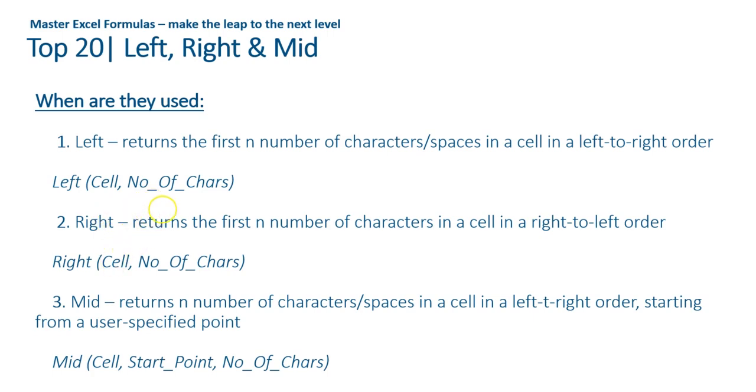The RIGHT formula is the opposite of the LEFT formula. It starts from the right and goes to the left, and again the structure is pretty similar. You need to have the cell and then the number of characters. And then the MID formula returns n number of characters in a left to right order, starting from a user specified point. So the structure of the formula here is, we need the cell again, we need the starting point, and we need the number of characters.